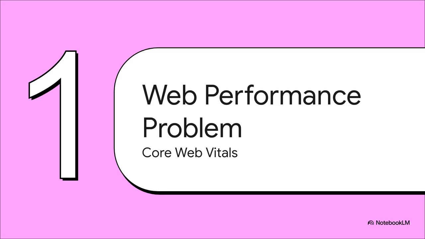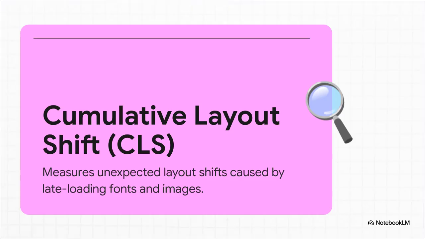They measure this experience with a set of metrics called Core Web Vitals. These are designed to put a number on how a page feels to a real person, and there are two big ones that cause most of the trouble. So first up is Cumulative Layout Shift, or CLS. This is the technical term for that annoying jumping around we were just talking about. It happens when things like fonts or images pop in late, forcing the browser to redraw the page right after you've started looking at it.